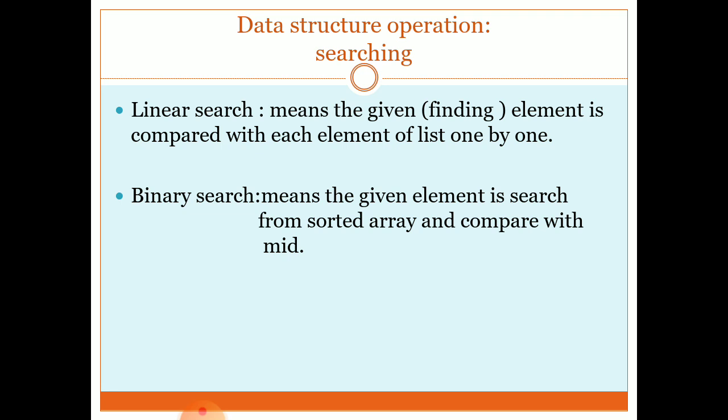Binary search divides the basic array or list into two parts. For that purpose there is a compulsory condition: the array or list from which you want to search the element must be in sorted order. The word sorted is very important. So binary search is only applicable for a sorted array. Now we can see these two methods one by one in detail.